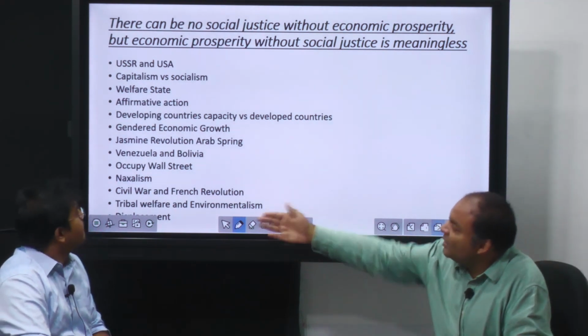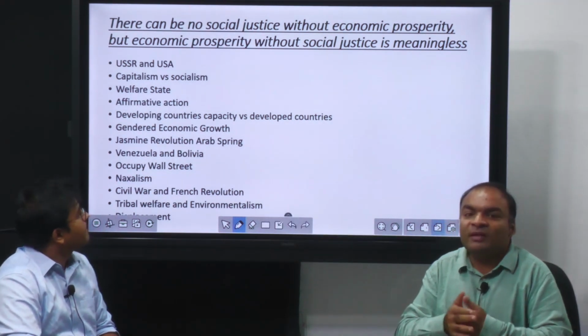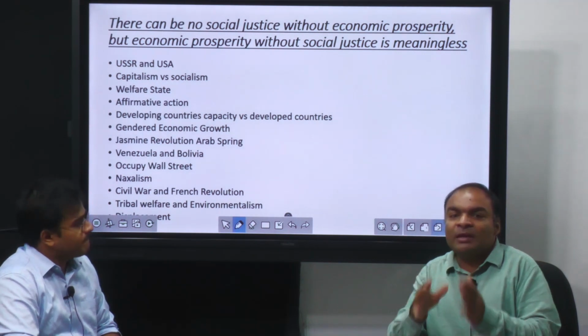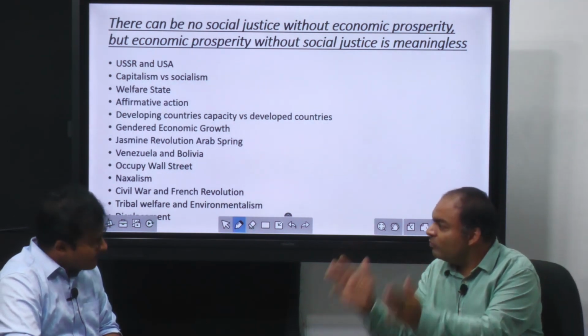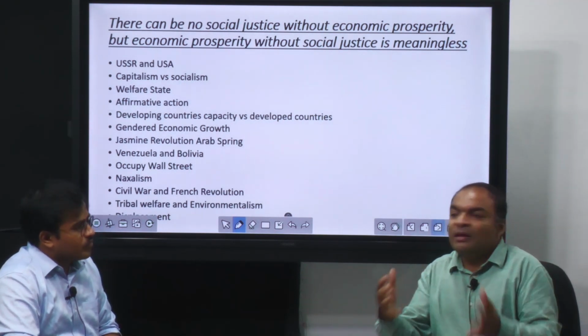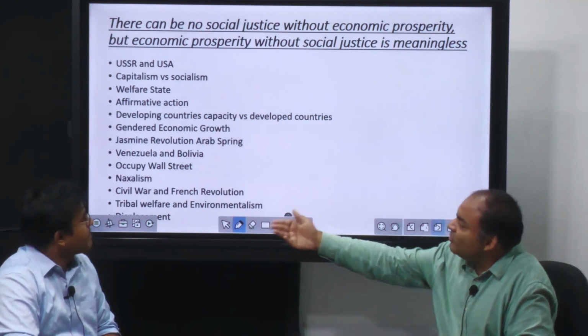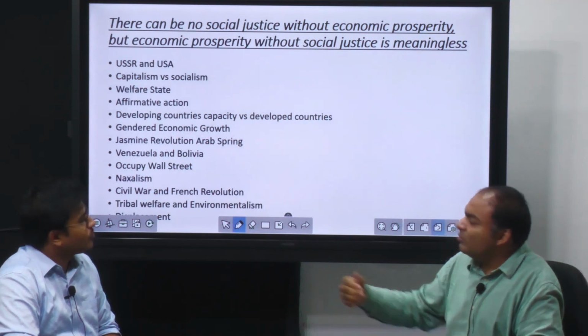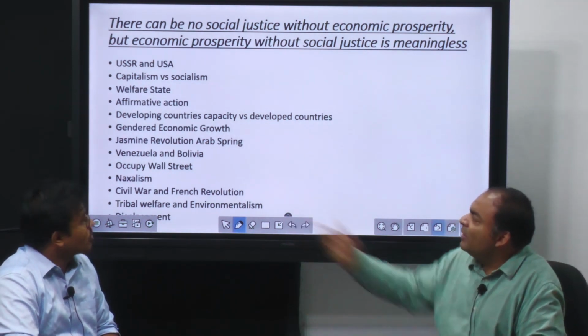And when we talk about Naxalism as well, Naxalism is also somewhere where land reform was making economic prosperity only for a few people, and the majority of the people were not getting benefit because of the land system there. So that's why in India also we can quote Naxalism. Now, sir will talk more about Venezuela and Bolivia.